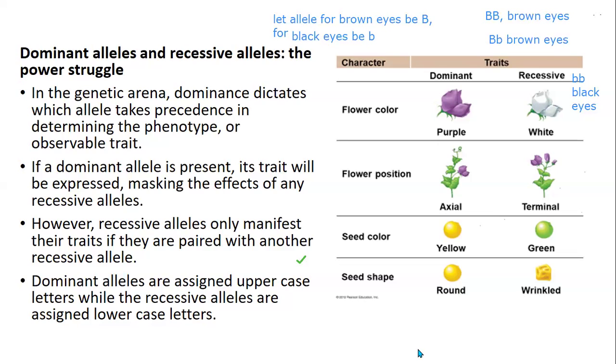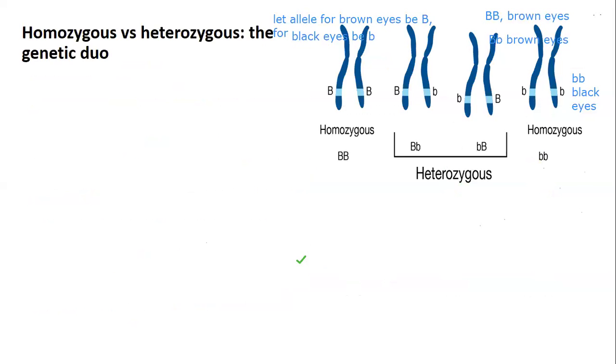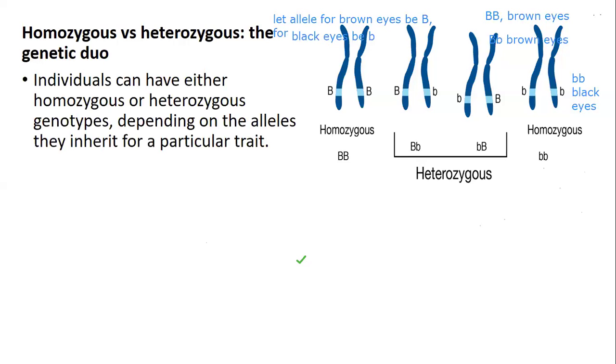Okay, so the questions will come through. Let's move on. Here we have another concept we call homozygous and heterozygous. I called it a genetic duo. A duo is a set of two things. So we have homozygous and heterozygous. Individuals can either be homozygous or heterozygous.